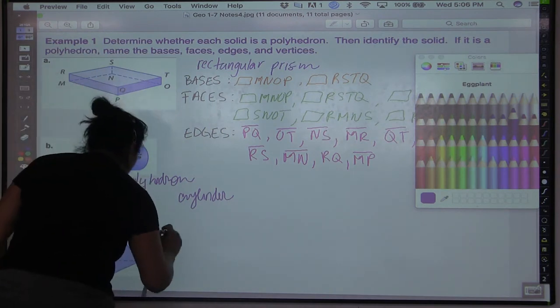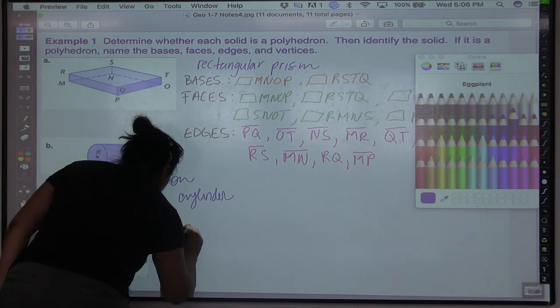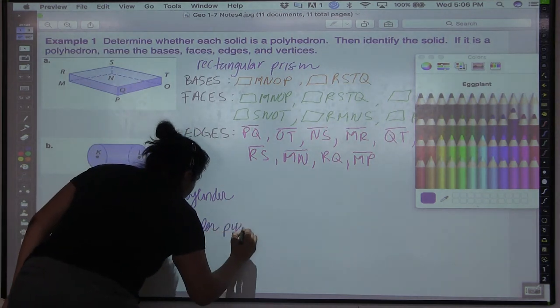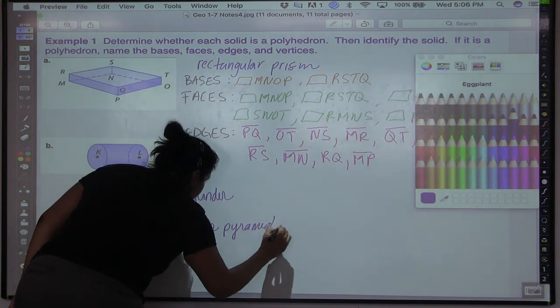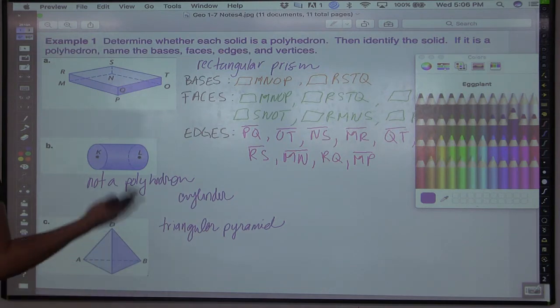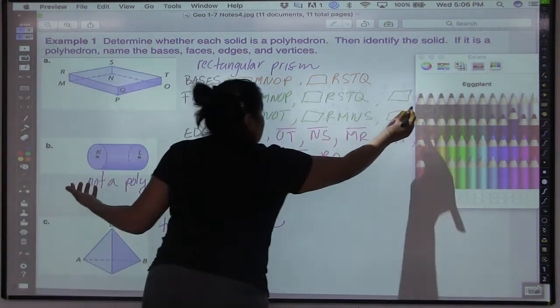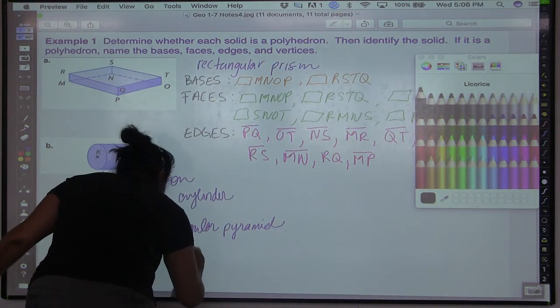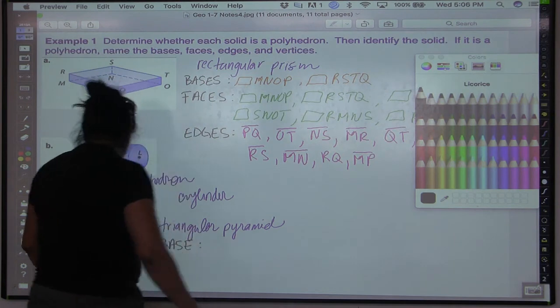So now we have a triangular pyramid for this little guy. So I'm going to come over here and write triangular pyramid. Hopefully you can read my writing there. But we have a triangular pyramid. And then we're going to go and do the same thing that we did over here. Now with the pyramid, you only have one base. So that's kind of nice. So we're going to come over here and we're going to name our base. We're just going to go with the bottom one.